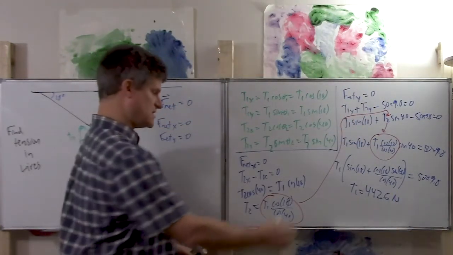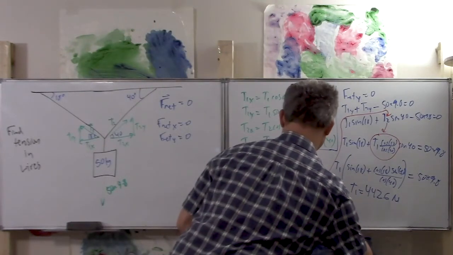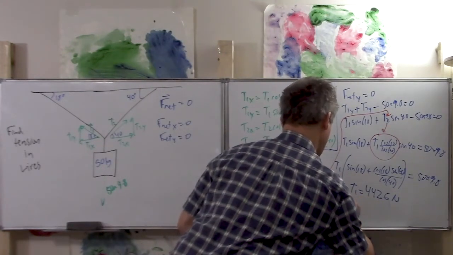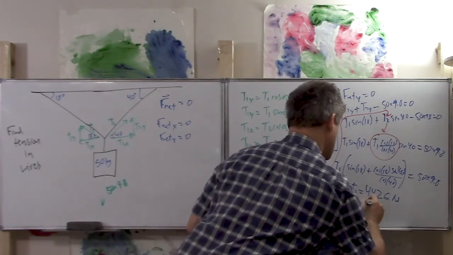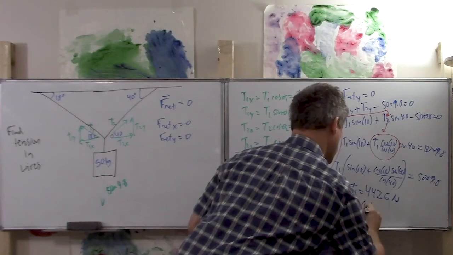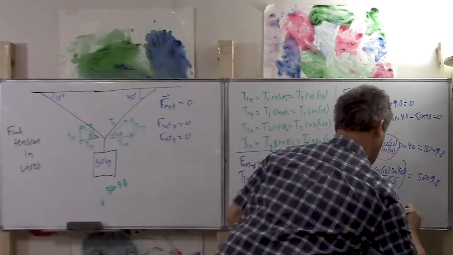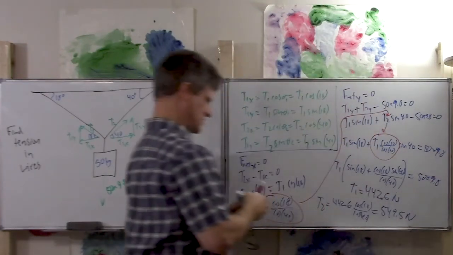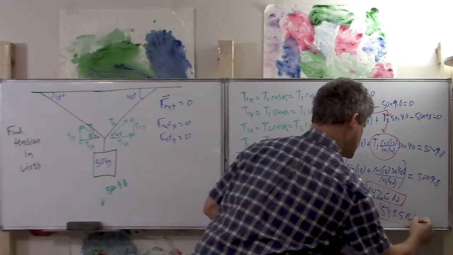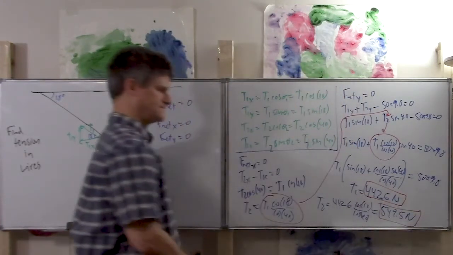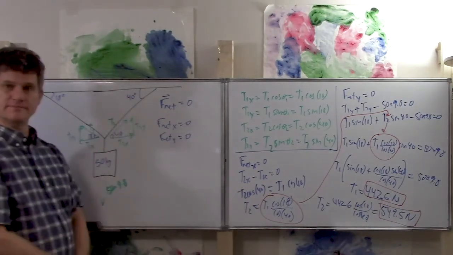And then we can find T2 by plugging that into here. So it's T2 equals T1, so 442.6 times cosine of 18 divided by cosine of 40, and we get 549.5 newtons. So these are our answers for the tensions. So now we found the tensions in the wires for this thing to be in equilibrium.